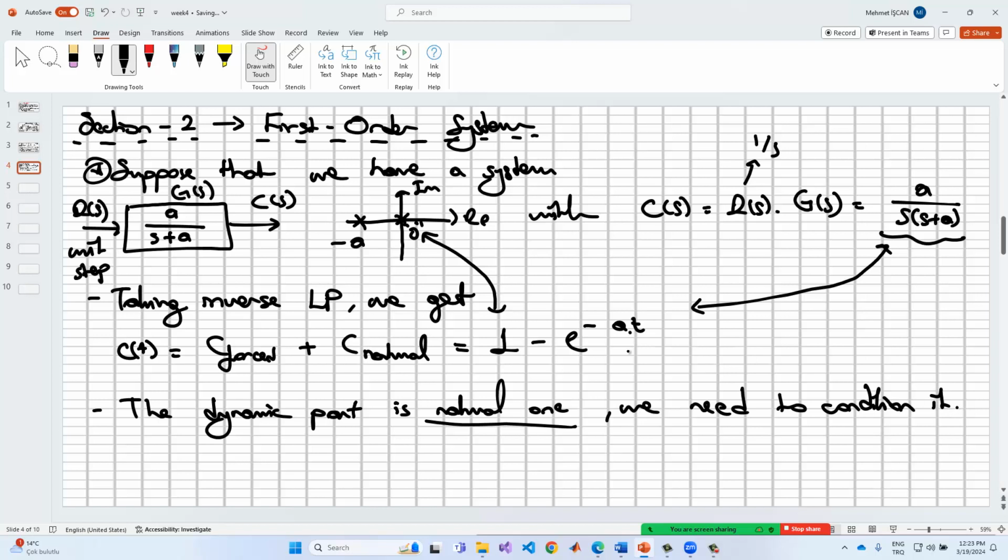We cannot control the input value of this term. We can always feed the unit step, but we can condition our system to change or rewrite the a value. For example, we can choose a to be 5 or 4 or minus 10 or minus 100, okay? But how can we do that?